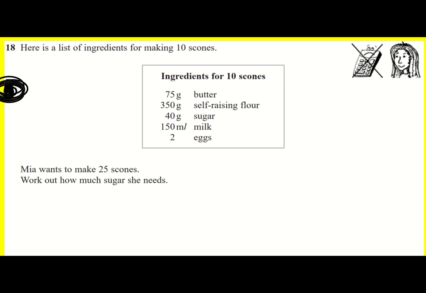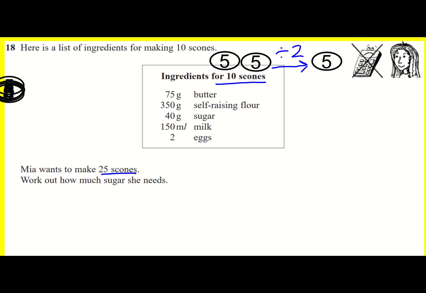They're asking for 25. So what you need to do in these situations is firstly divide this recipe into something that you can then scale up to 25. So what you can do is divide this recipe for 10 scones into 2 lots of 5 scones. Hopefully you can see that we'd have to divide this recipe for 10 by 2 to get a recipe for 5. So we're just going to divide by 2 here.